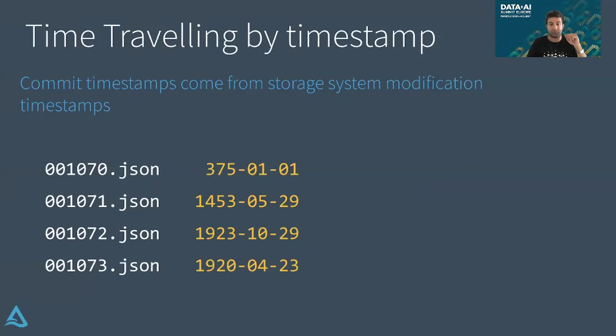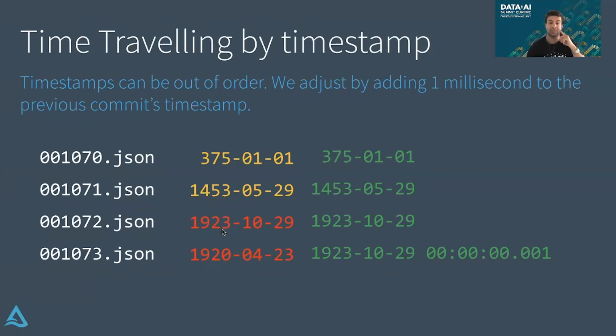Therefore, what Delta has to do first is to put these timestamps in order. So we have some timestamps from important moments in Turkish history here. And you can see that the timestamp of the last version is before the timestamp of the previous version. So what we have to do there is, if timestamps are out of order, we'll just add 1 millisecond to the next version's timestamp to put them in basically temporal order.